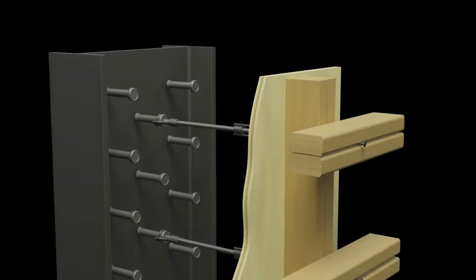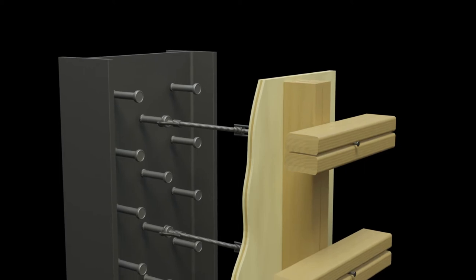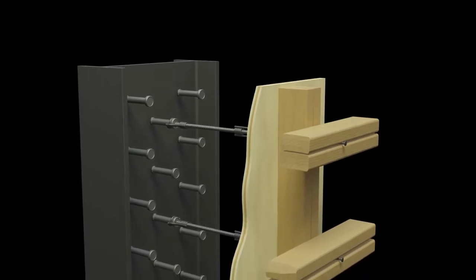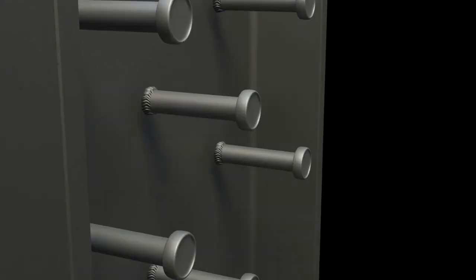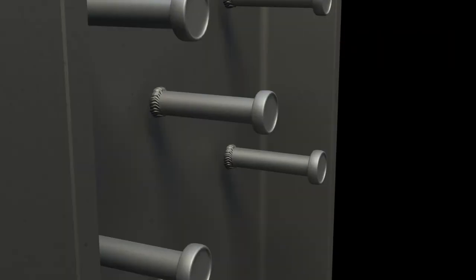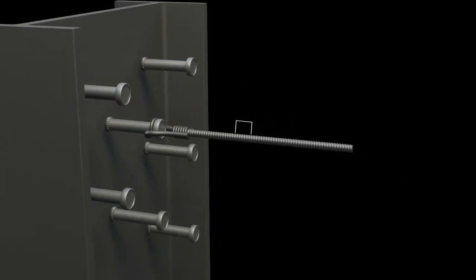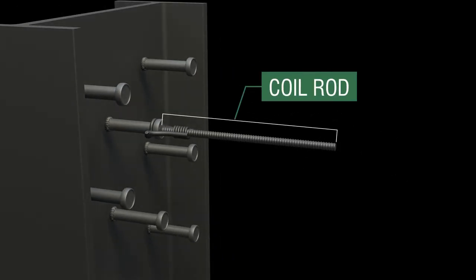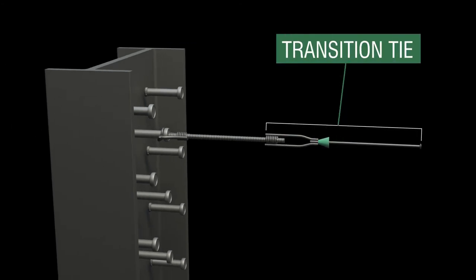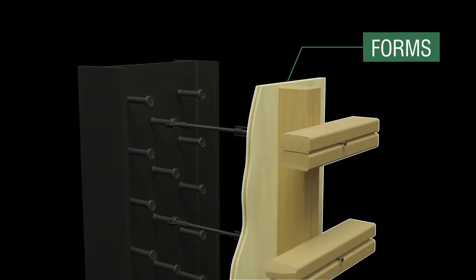stud. The stud tie can be used in a number of applications, but it's often found when forming one-sided walls against a steel structure. Shown here is an H-pile with a series of shear connectors welded to it. After installing the stud tie over the shear connector, tighten the coil rod into place and use a Steel Dog transition tie to attach your formwork to the half-inch coil rod.